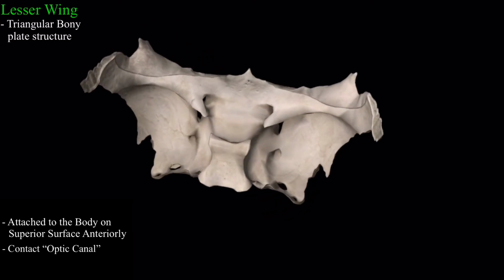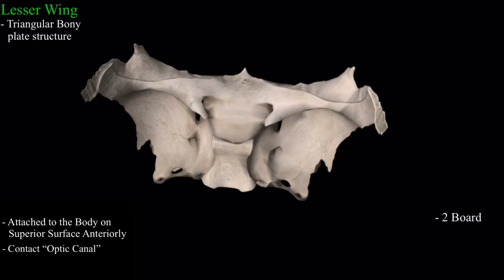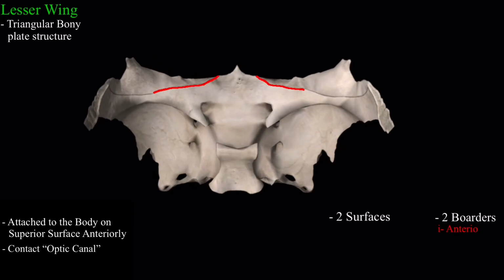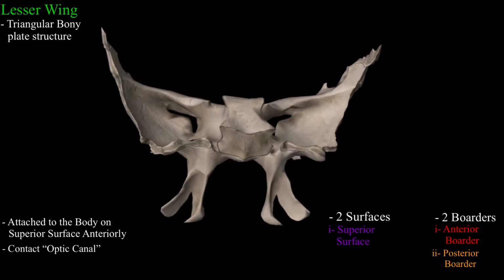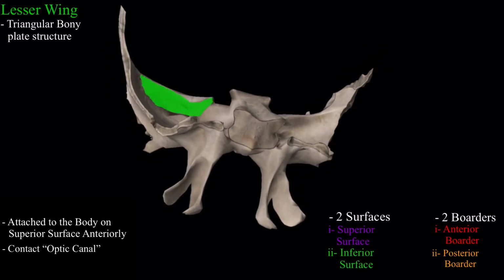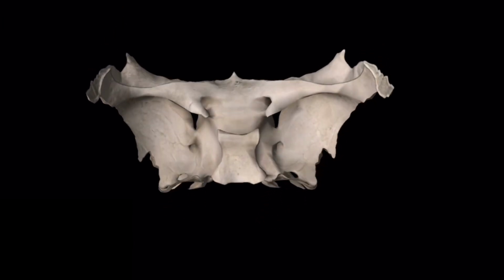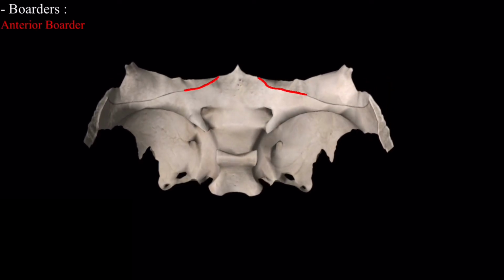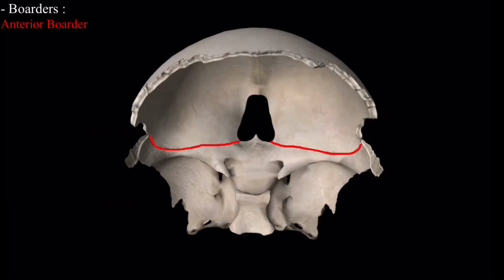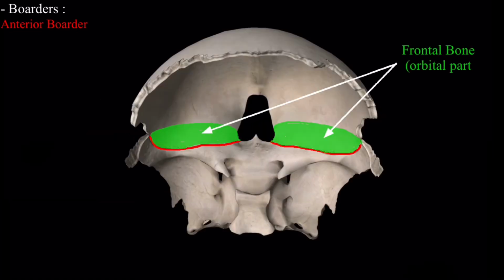On the lesser wing are present two borders and two surfaces. The two borders are the anterior border and posterior border, and the two surfaces are the superior surface and the inferior surface. First, we will discuss the borders. Anterior border. This is the anterior border of the lesser wing, and as you can see, it is attached to the orbital part of the frontal bone.